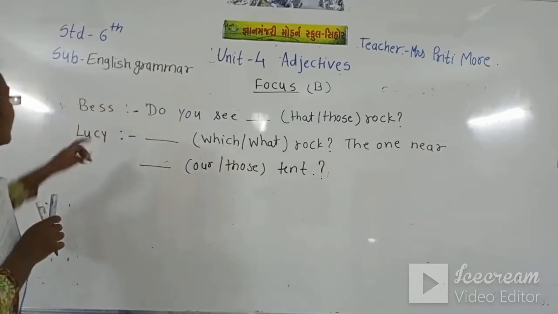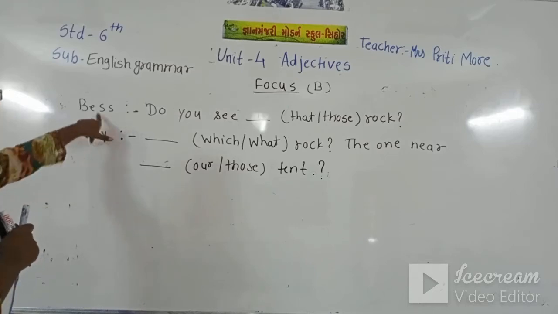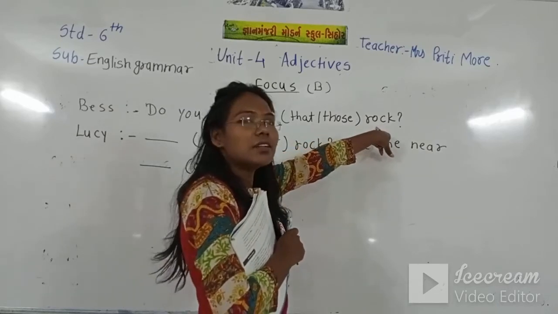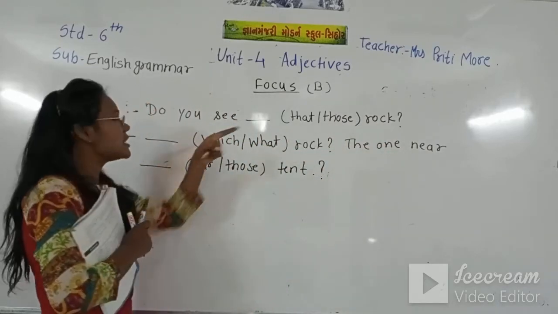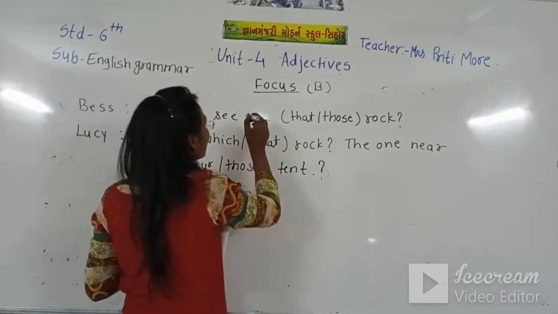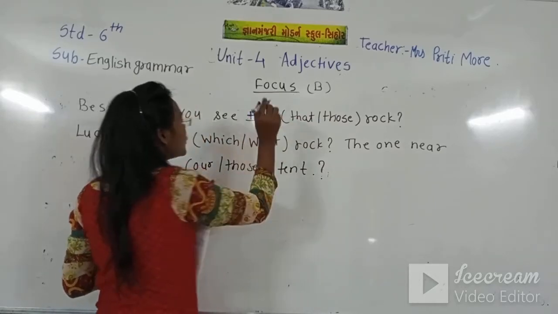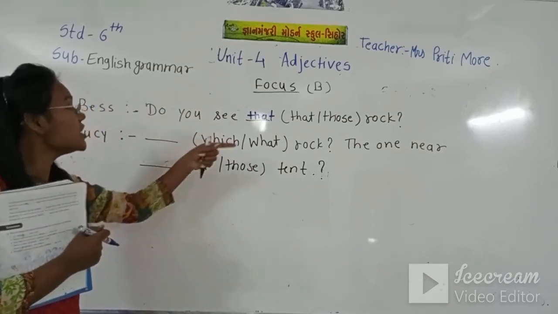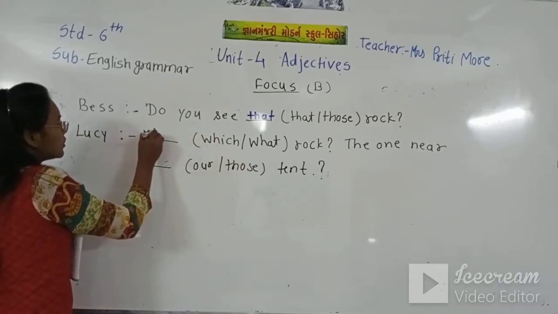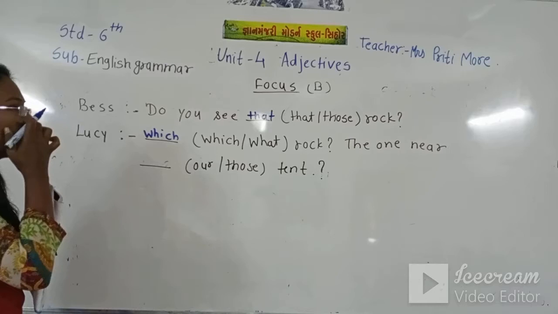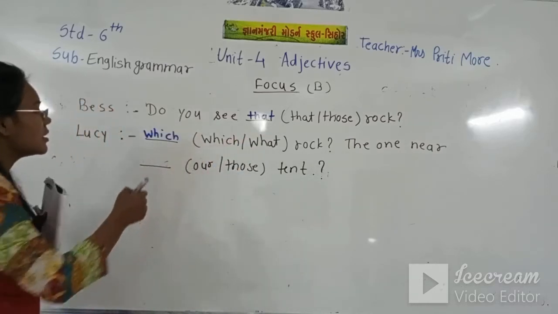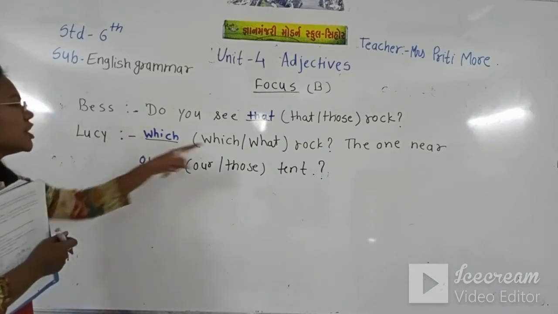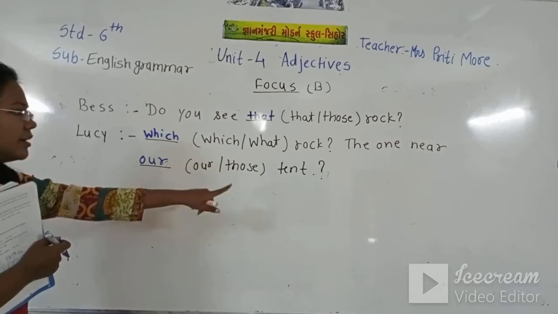Now here the conversation between Base and Lucy. Now Base is telling Lucy, do you see rock? That means here is only one rock, that means that rock. Do you see that rock? So what will come here? That. Do you see that rock? Now Lucy says, which rock? So what will come here? Which rock? The one near our tent.